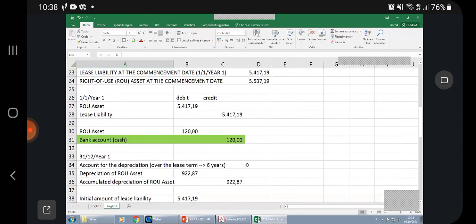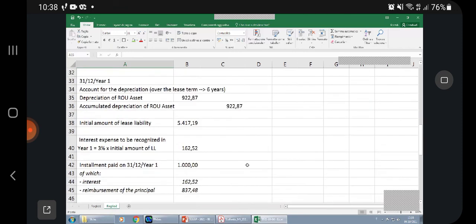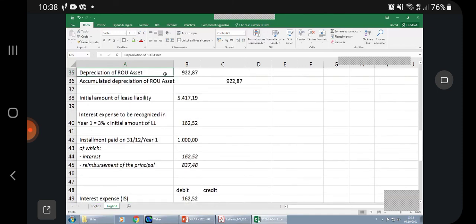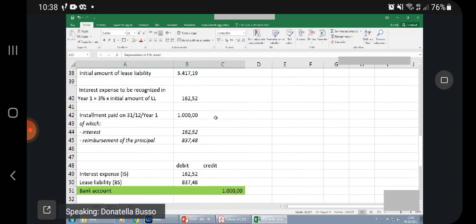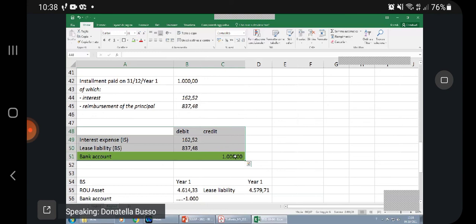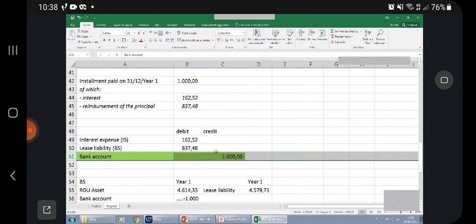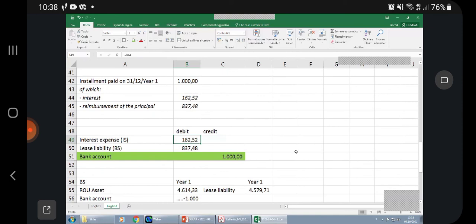I don't repeat all the accounting entries, because the accounting entries at the end are always the same, at the end of year 2, 3, 4, 5. In particular, the accounting entry of the depreciation is always the same. The accounting entry for the payment of installments is similar, not identical, because the bank account is always 1,000. But of course, the amount of the interest expense is different.